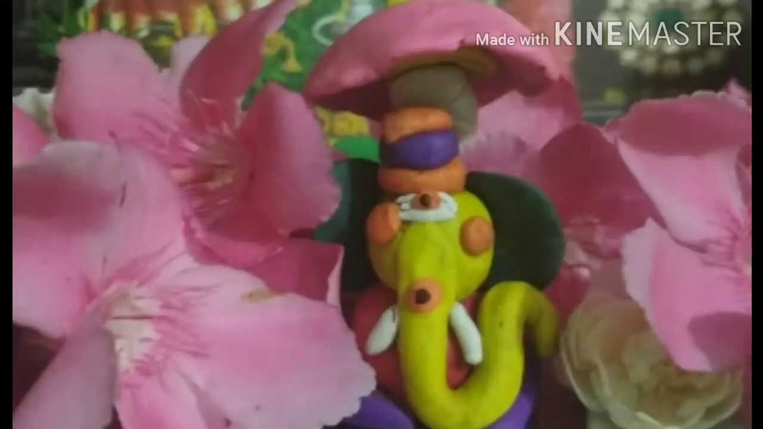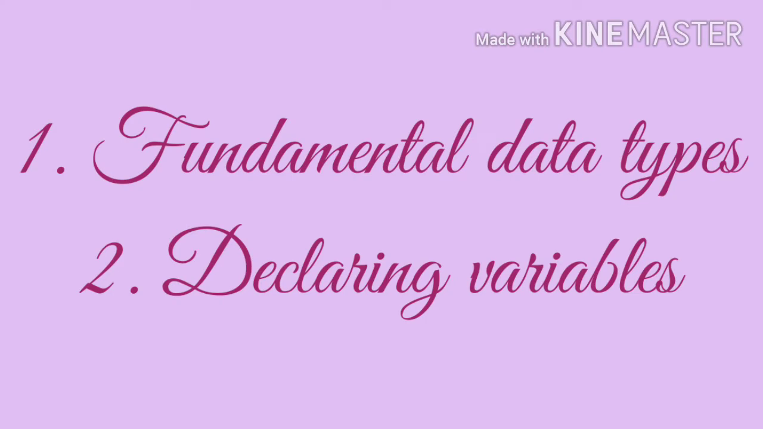In the previous session, we discussed the concept of data types and its different classifications, such as fundamental data types, derived data types, and user-defined data types. We also discussed the syntax of declaring a variable in a program. Fundamental data types such as char, int, float, double, and void were discussed in the previous class.